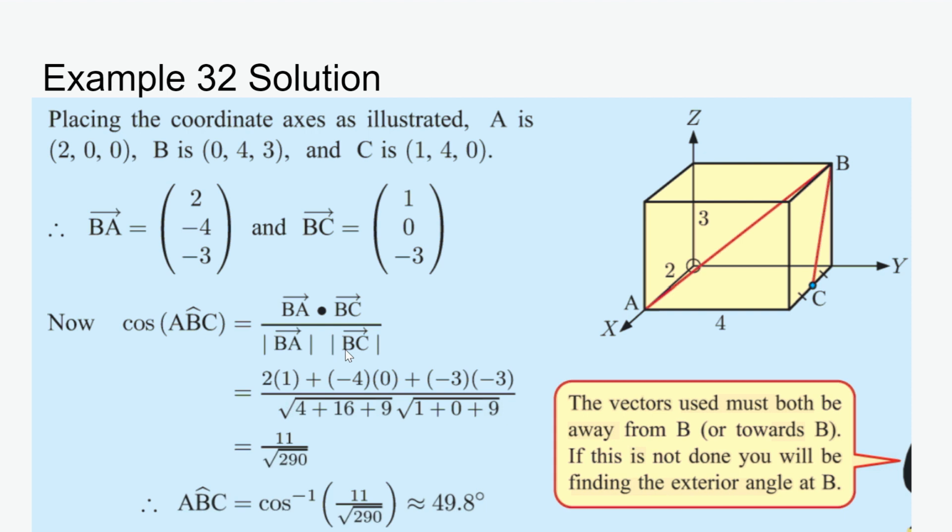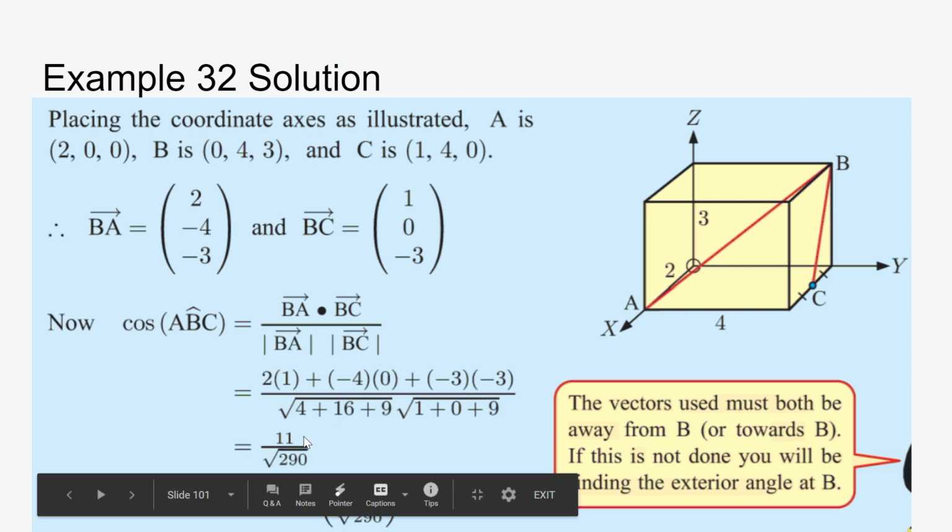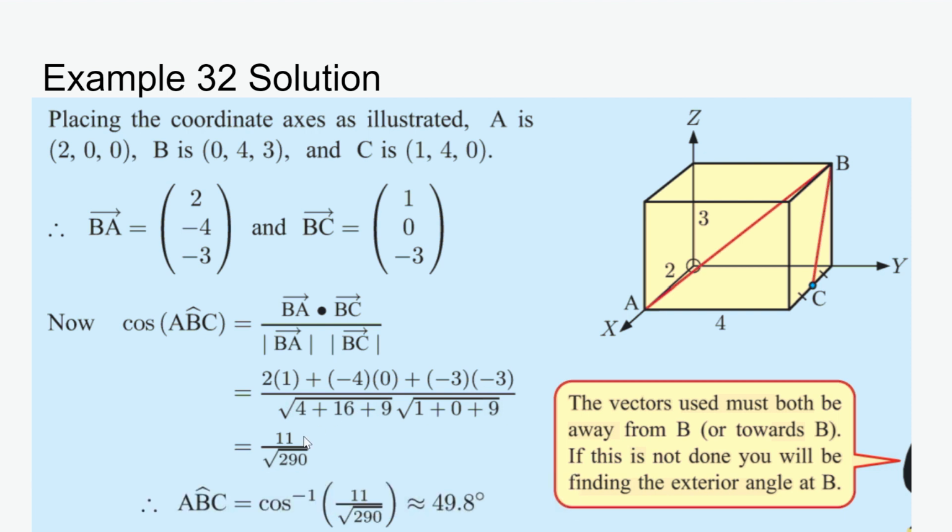Once I do that, it's just straightforward plugging into the formula. I end up getting that the cosine is equal to 11 over root 290. Then I just take the inverse cosine of that, and I get about 49.8 degrees.